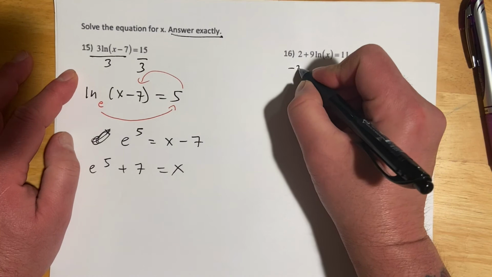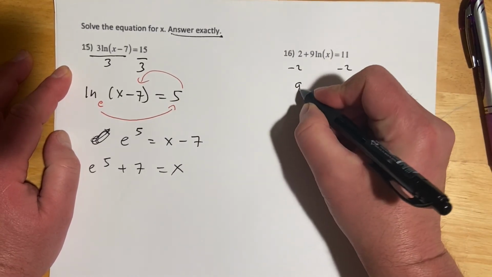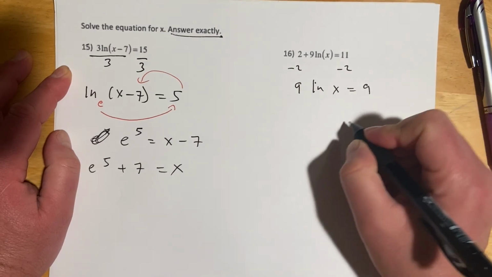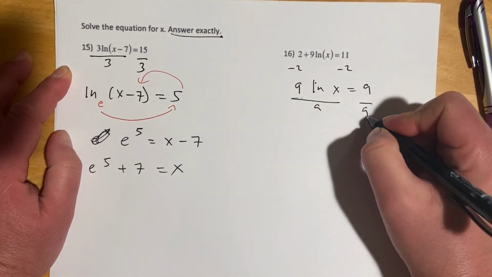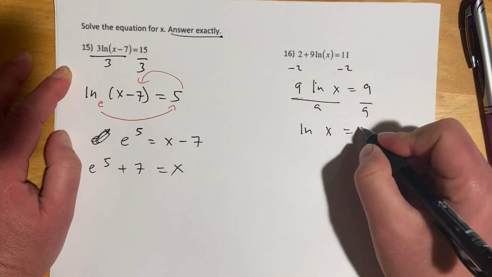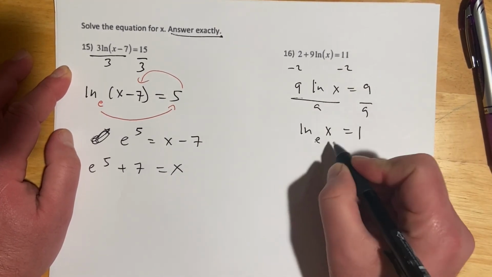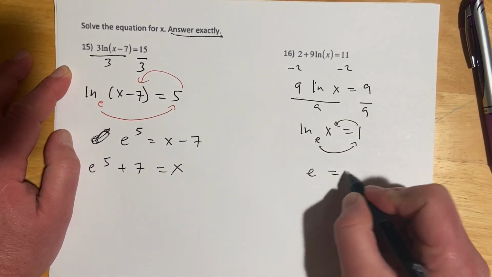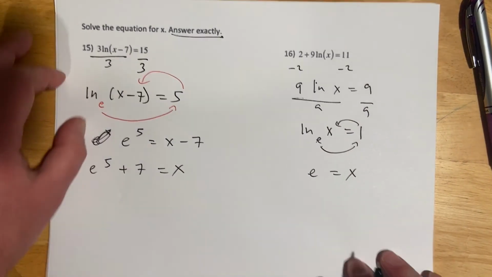This is pretty similar. We'll subtract the 2 and get 9, and then natural log of x equals 9. Cool, we'll divide the 9 over. Natural log of x equals 1. And so invisible e to the first equals x. So e to the first, which is e, equals x.